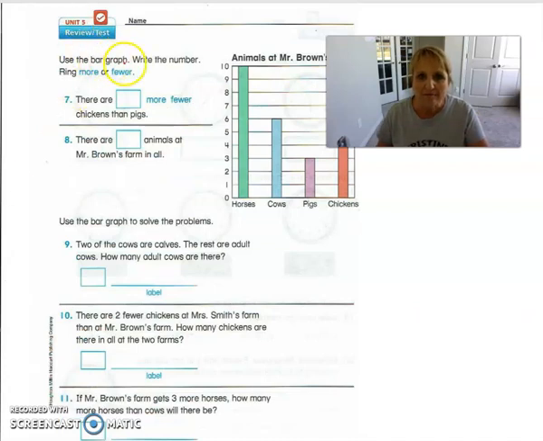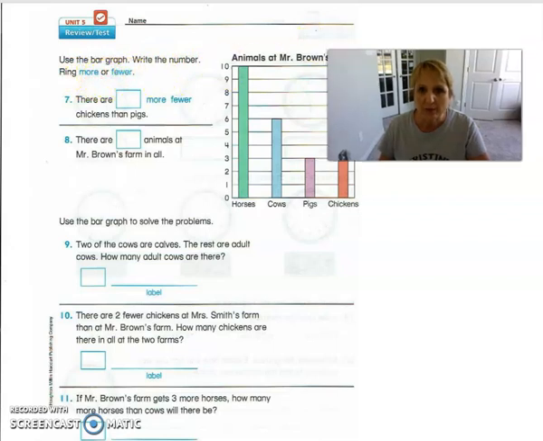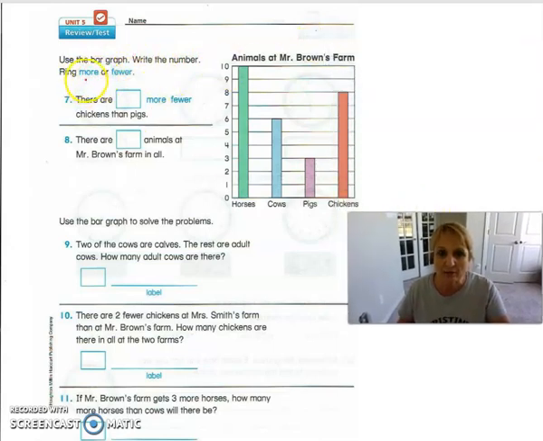Use the bar graph, write the number, ring more or fewer. And remember that ring means draw a circle around. Okay, so this bar graph is a vertical bar graph of the animals at Mr. Brown's farm. This shows how many animals there are, and this shows the animals: horses, cows, pigs, and chickens. First, it says to write the number. So under each one of these, write how many there are according to that bar graph, okay?